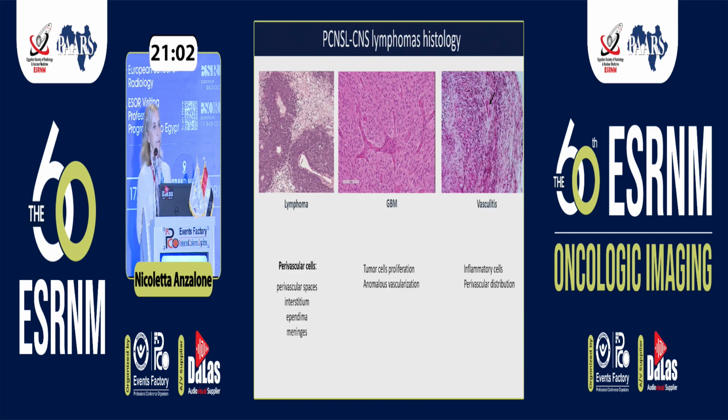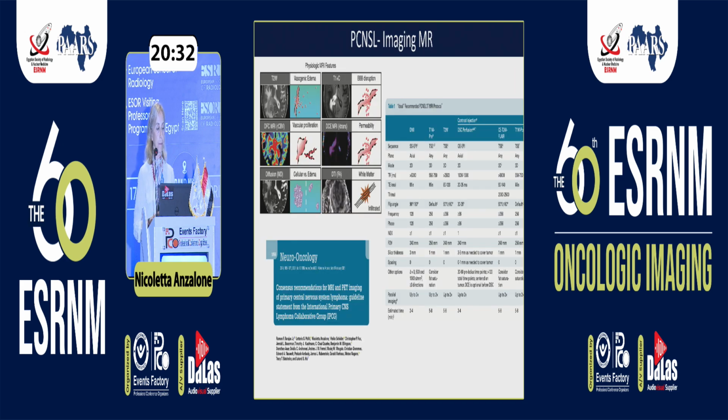In GBM, the histology situation is different. We have very large anomalous vessels, and tumor cell proliferation with anaplastic cells, as we have heard before, so they are also different among them. In vasculitis, we have something more similar to the lymphoma assessment. We have vessels and a lot of cells surrounding the vessels, with a perivascular distribution. So keep it in mind.